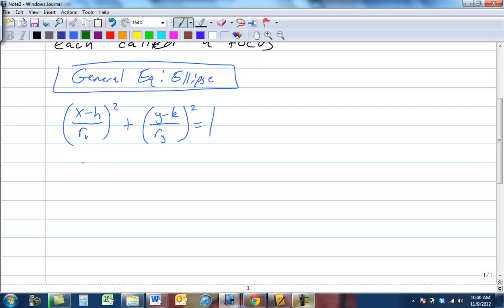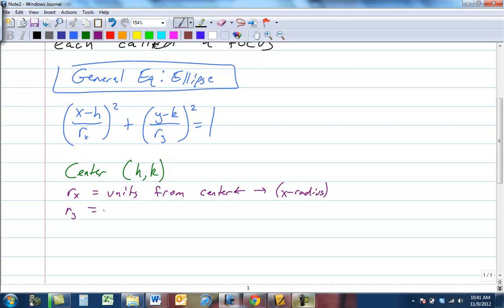We've got the center. The center is the point (h, k). And then we've got r sub x and r sub y. r sub x is the units from the center moving left and right. Oh my goodness, that's the worst arrow. I'll actually call it the x radius. And r sub y is the units from the center moving up or down, or the y radius.